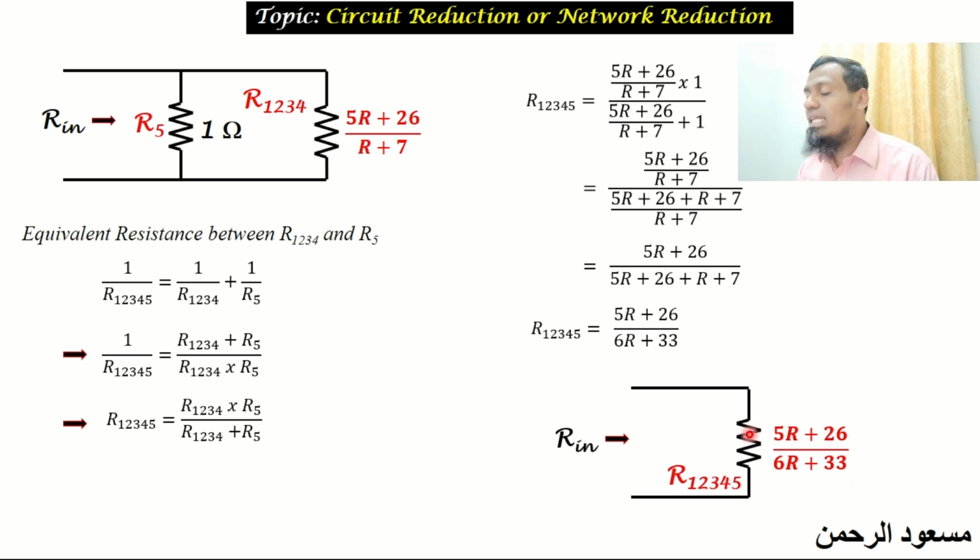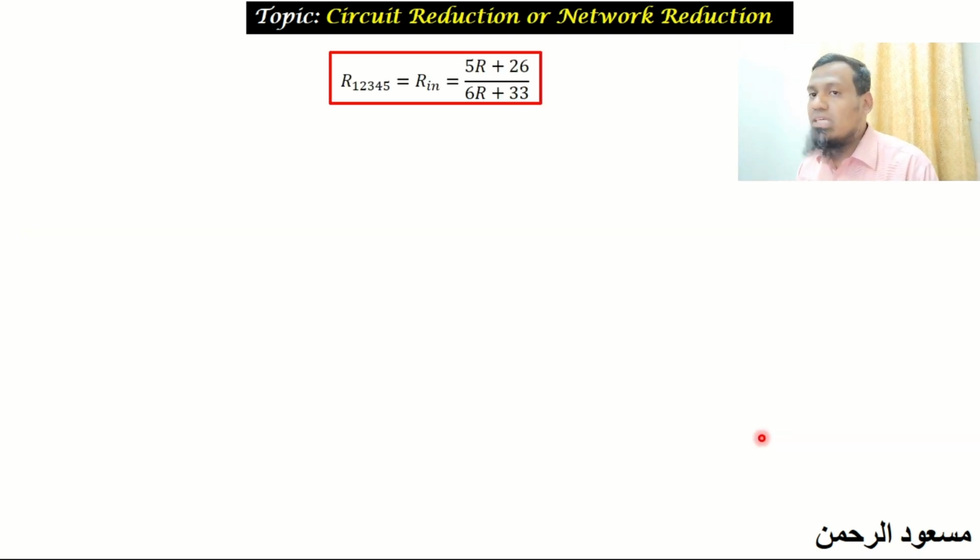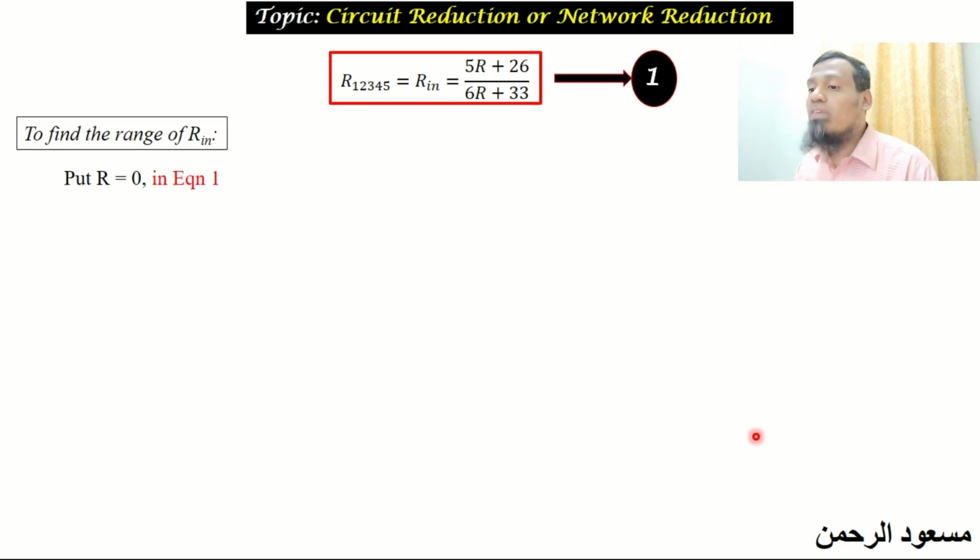Now the question is in need of finding the range of Rin, the range of input resistance. So let us take this to proceed further. Let me call this equation 1. To find the range of Rin, let us take two values of this R: one is the minimum value of R and the other the maximum value of R. So these two values we are going to substitute in the place of R so that we can find the range of Rin.